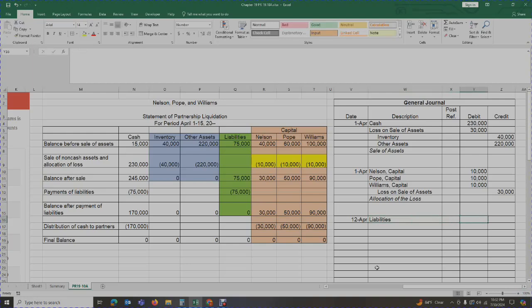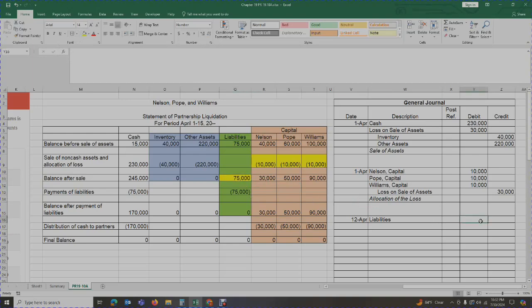This is where knowing your normal balances of the accounts is very important. We should know the normal balances of the accounts from Introduction to Accounting 1. If you don't know your normal balances, that's something you really need to strive to know, because we're going to be using that in all of the accounting courses. So liabilities have a normal balance of a credit. To zero it out, we would need to debit, and the amount of my liabilities is $75,000.